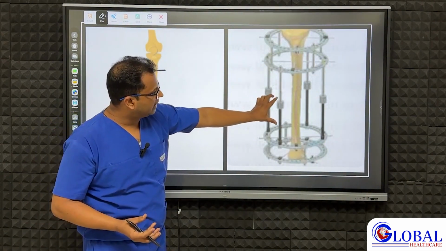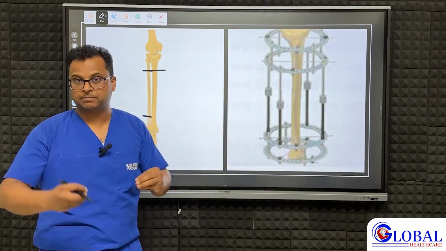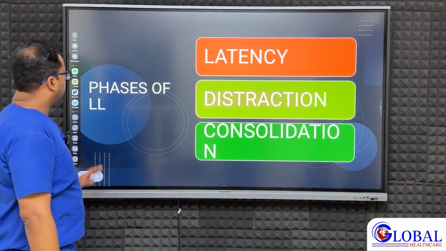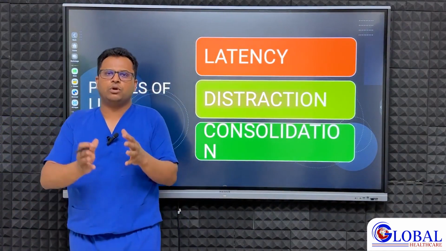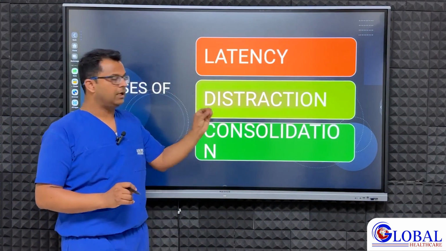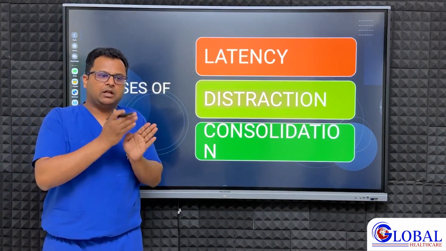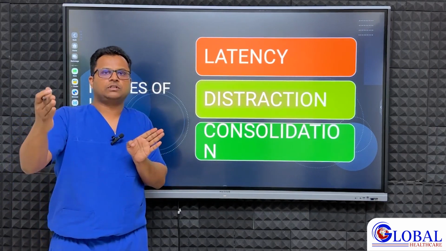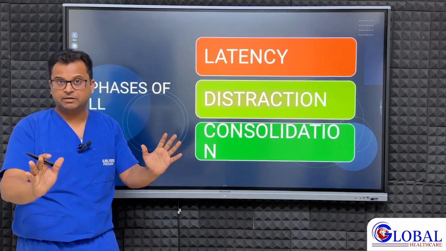So when we start distracting this, these two bones will get separated and the new bone formation will take place at a specific rate. So what are the phases of limb lengthening? As we have discussed in the previous videos, whether you are going for any method of limb lengthening, the phases will always remain the same. When you put an Ilizarov ring, the latency period will be the same. That is the period after surgery and before starting distraction. So we need to wait at least 7 to 10 days. That will remain fixed for any method.